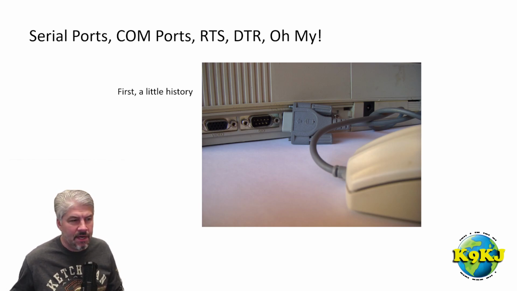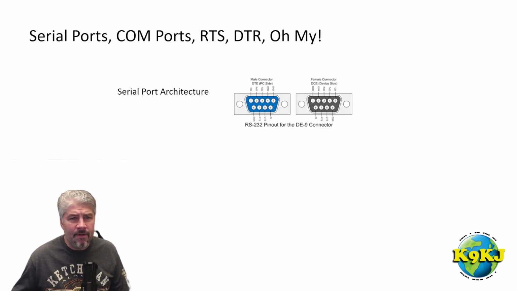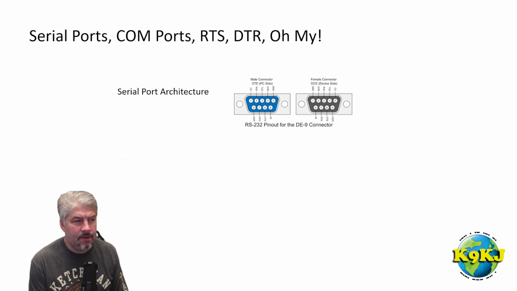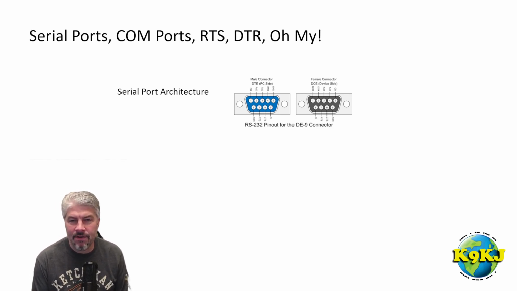There was a period of time where IBM developed a standard called the PS2 mouse, which had a round connector. That's a little bit outside of the scope of what we're going to talk about today, though. But first, let's talk a little bit about serial port architecture. So you saw on that computer there was a 9-pin connector on the back.